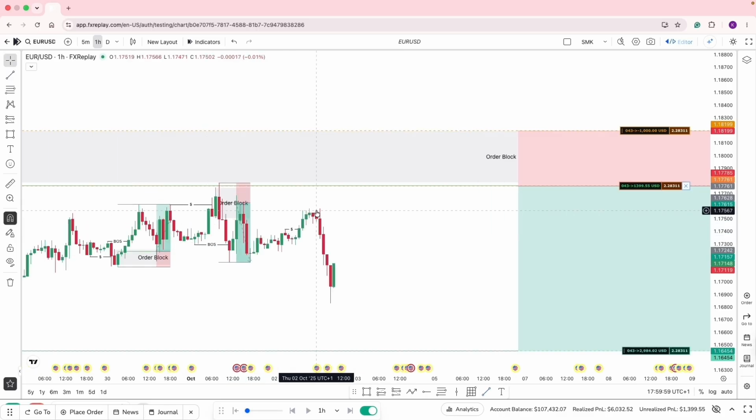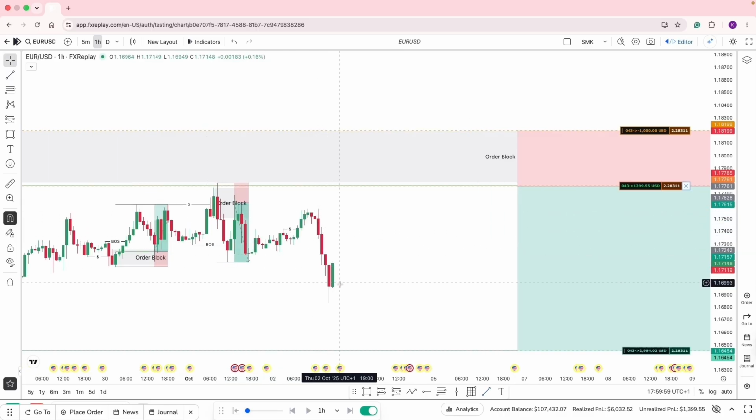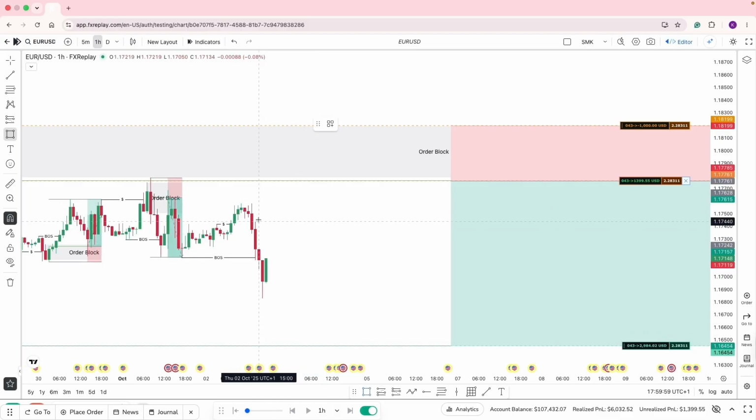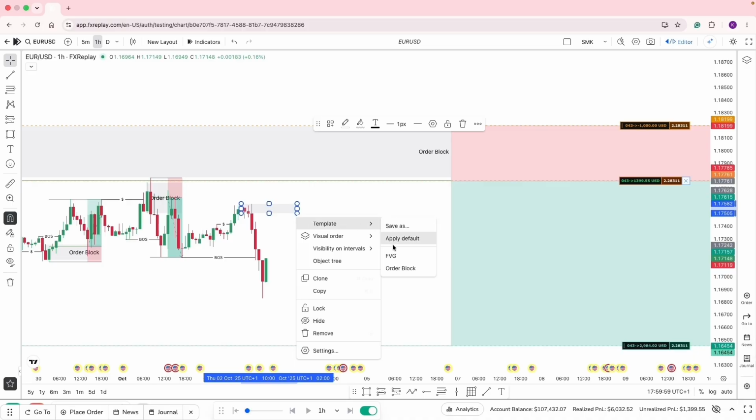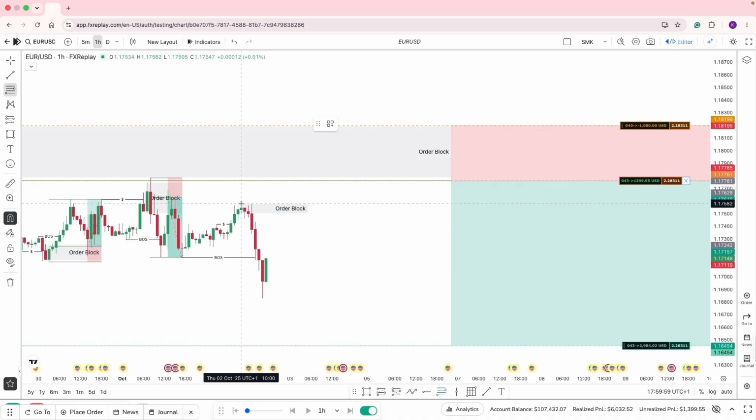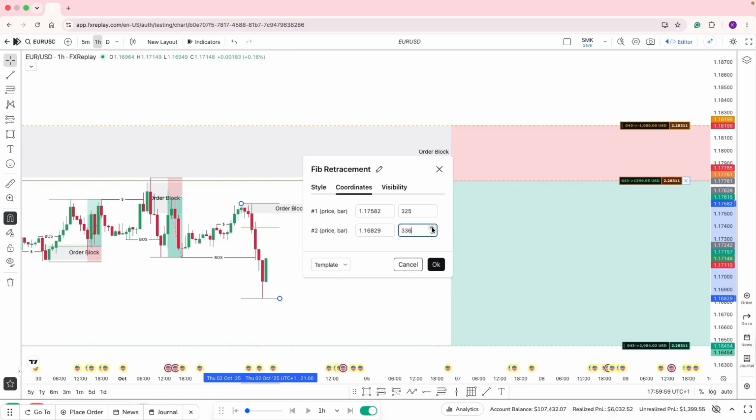And then we had this impulsive move to the downside, breaking past this structure point here. Just label that our break of structure. And again, we've got a fair value gap here and we've got one here. I'm not going to mark them out just because I want to keep the charts clean. What I'll do is mark out our order block, which is this one here. And we'll draw out the fib from this high to this low, and we will extend that out.